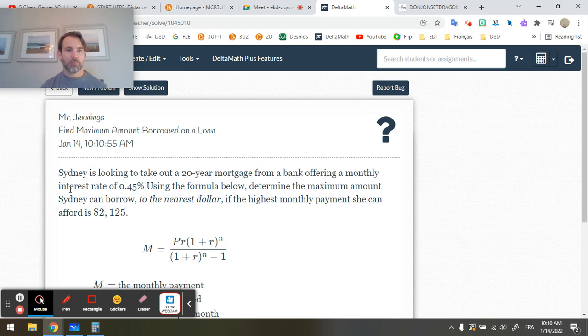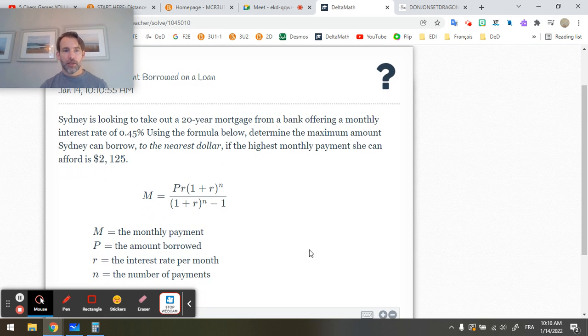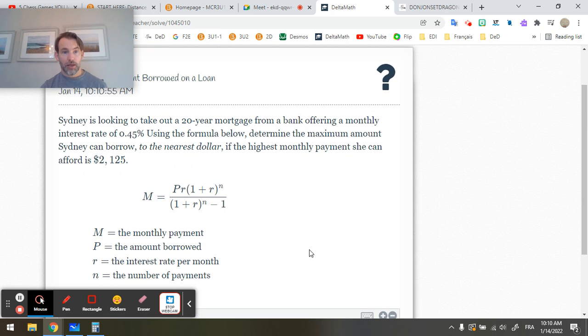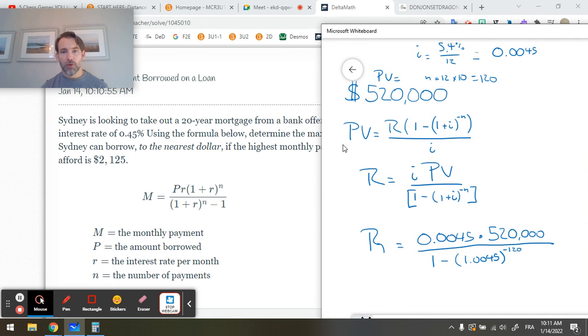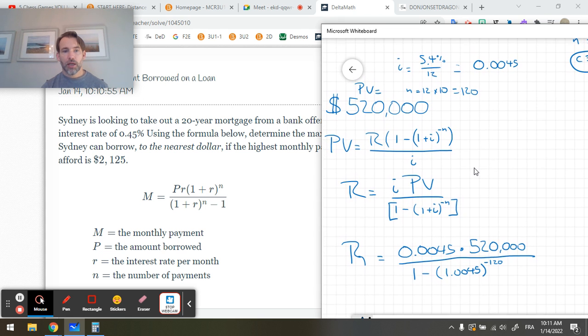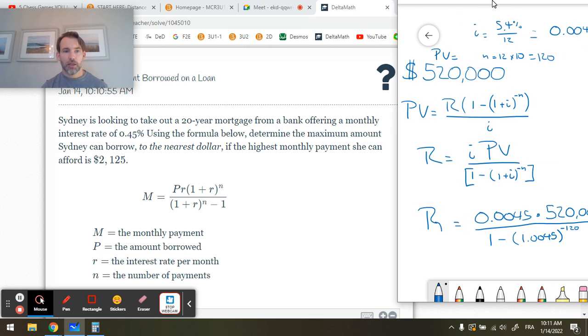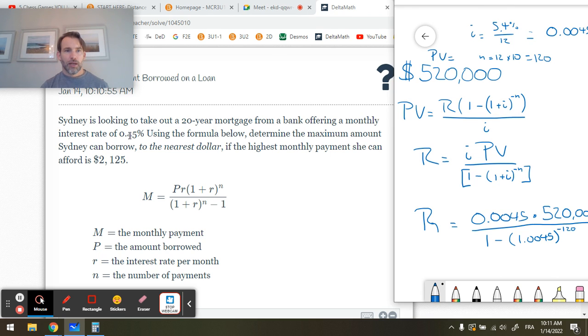And then last one. Find maximum amount borrowed on the loan. Okay, so I'm going to use our formula. And here we go. This formula is what we need. Okay, and Sydney is looking to take out a 20-year mortgage from the bank, offering a monthly interest rate of, okay, that's 6%. That's still super high. Wow, these interest rates that they're giving here are really tough. I'd be interested to know when these problems were created because interest rates are historical. They do go up and down, and these are all really high.